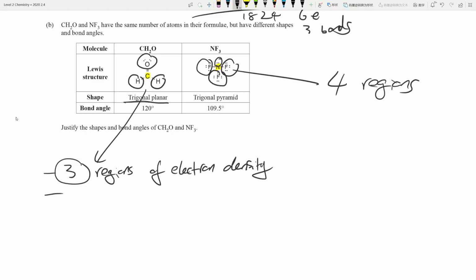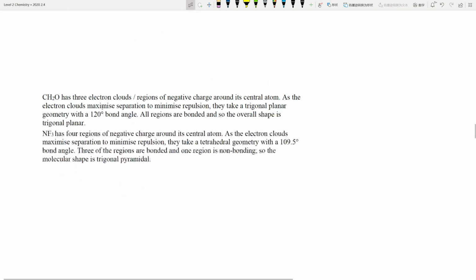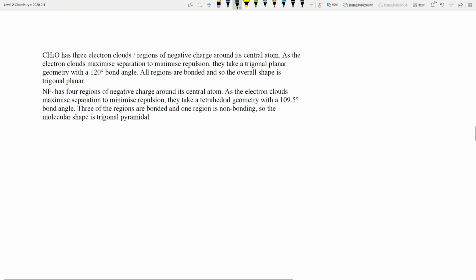And that lone pair of electrons, which is this guy up here, will actually exert more repulsion because it's closer to the nitrogen, resulting in more repulsion force. Okay, so similar sort of thing. You can see CH2O has 3 regions of electron density, clouds, whatever you want to call it. They want to minimize the repulsion, maximize separation, position themselves as far away as possible, therefore trigonal planar. Okay, and NF3 has 4 regions, and the same thing. They take the tetrahedral.